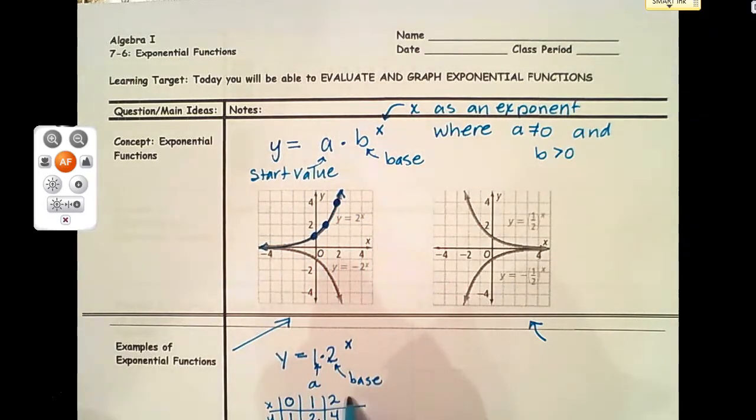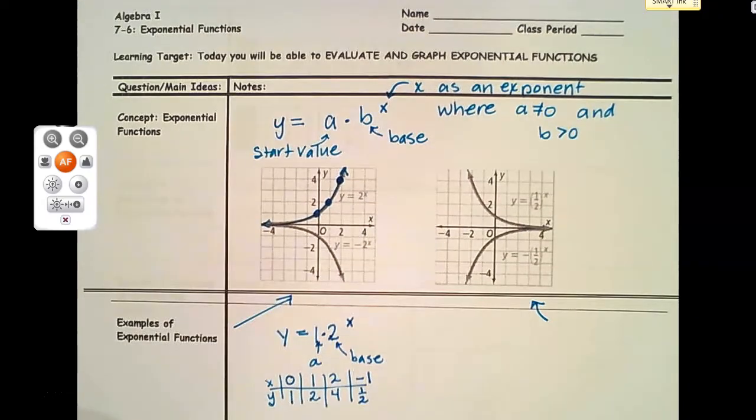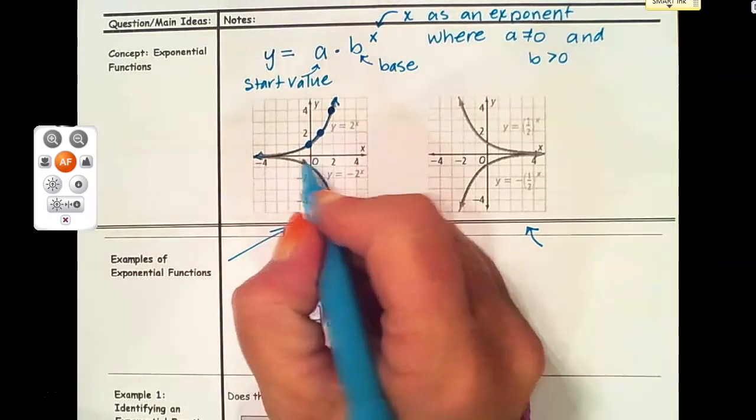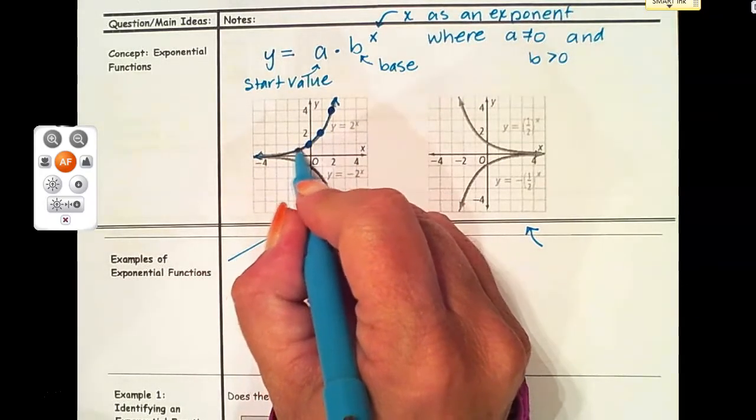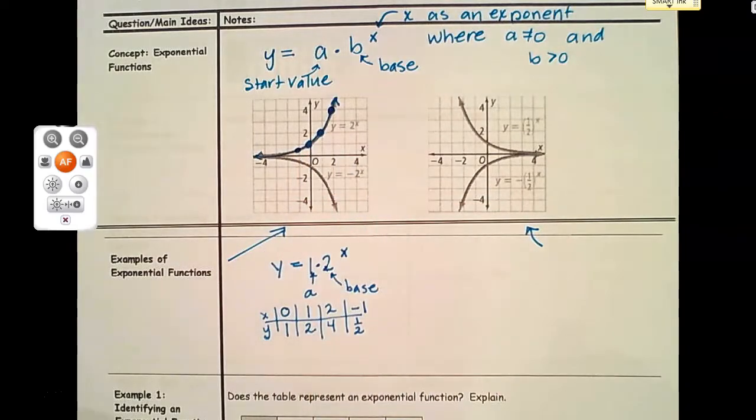And it works also for the negative numbers. If I were to plug in a negative 1, 2 to the negative 1 power equals, of course with that zero product property, equals a half. And so here's the point negative 1, a half on my graph. So you can see it gets exponentially bigger.